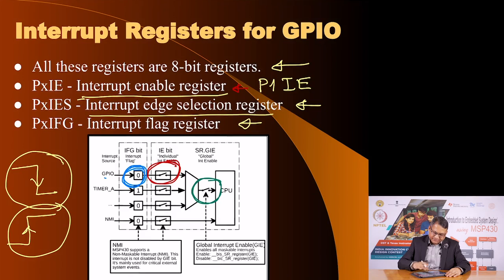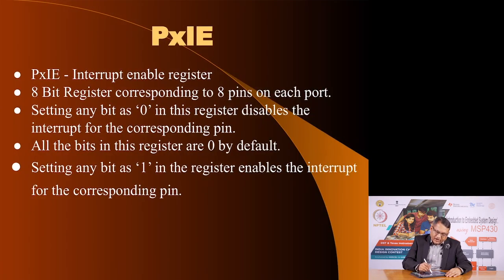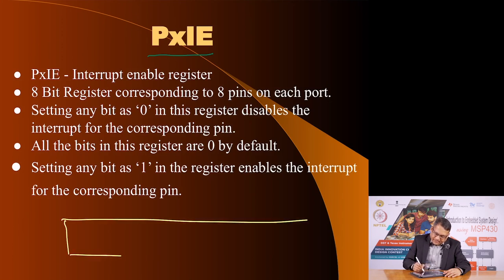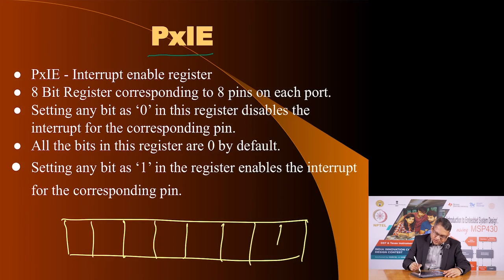Let us proceed forward. Now, P1IE, that is port 1, if I want to talk about port 1, interrupt enable. This is a 8-bit register corresponding to the 8 pins that you have for port 1. If you want to enable interrupt on any of the pins, you must write 1 in that bit. So, let me draw the 8 bits here. So, this would be your P1IE, this is bit 0, this is bit 7.